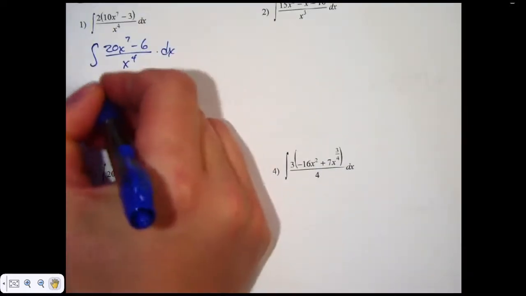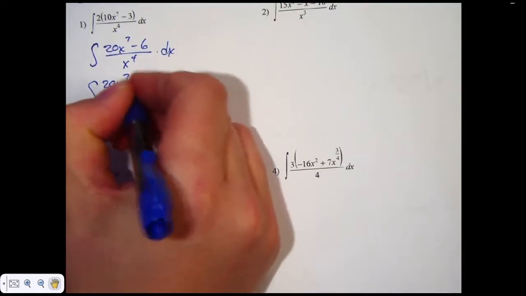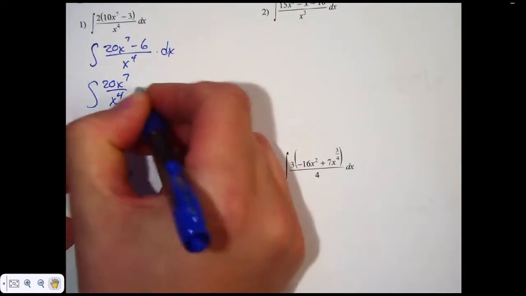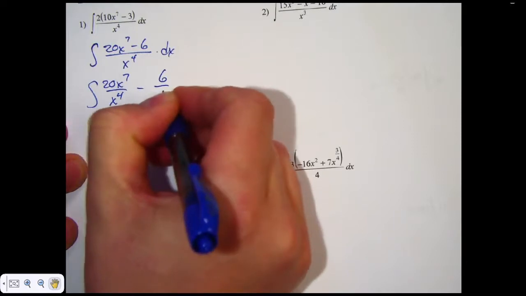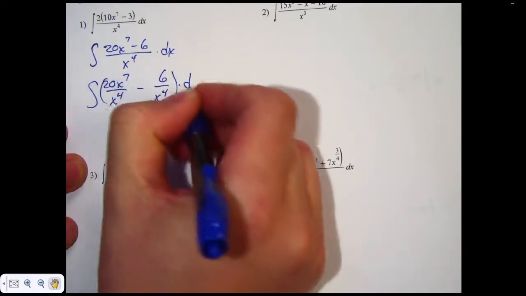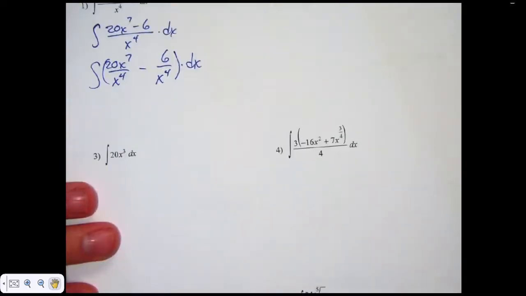So this is going to now become 20x to the 7th over x to the 4th minus 6 over x to the 4th. That's all times dx.